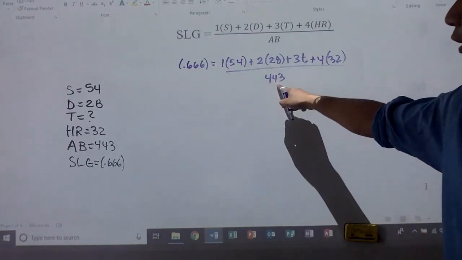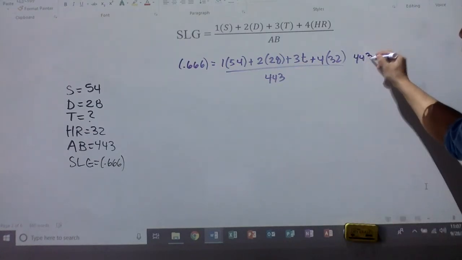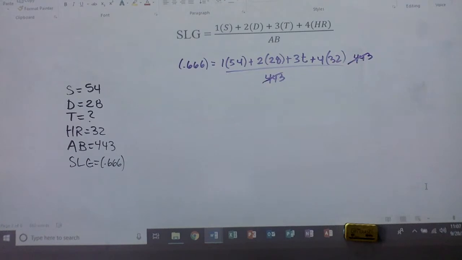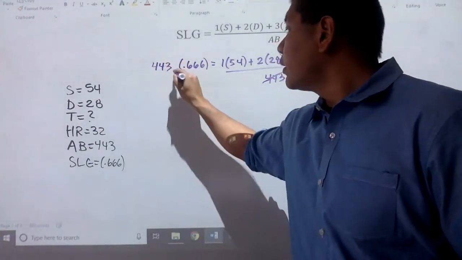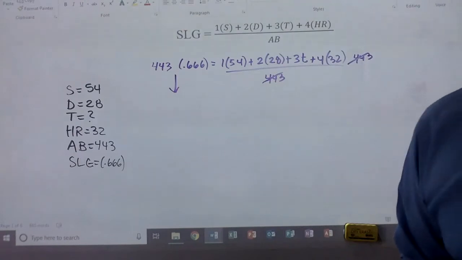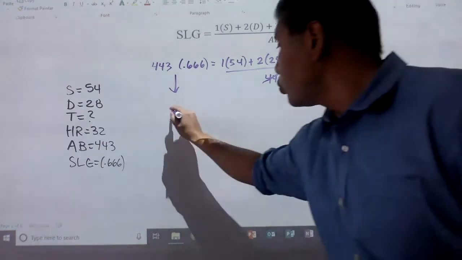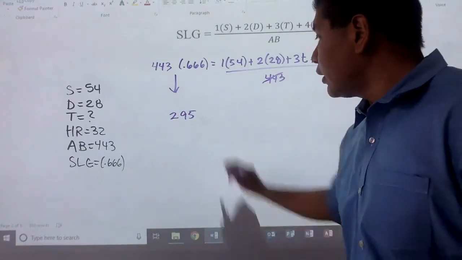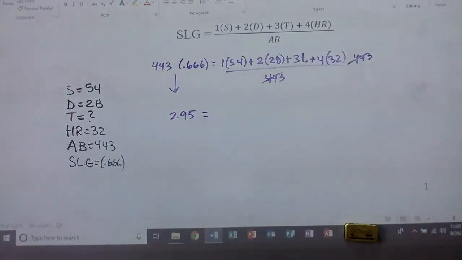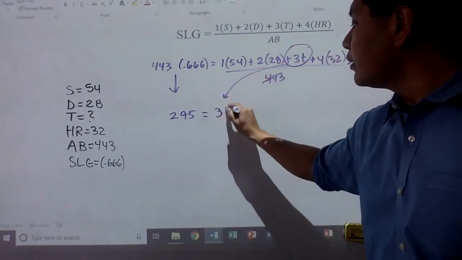So I will get rid of this first. This is division. The opposite of division is multiplication, so this will cancel with this. Whatever you do on one side of the equal sign, you have to do on the other side. So times 443. When you put this in the calculator, a number will come back: 295. Round it to the nearest whole number. You're going to get decimals, but round it to the nearest whole number. Then from here, you see this one that I don't know what it is. I'm going to bring it here: 3t.